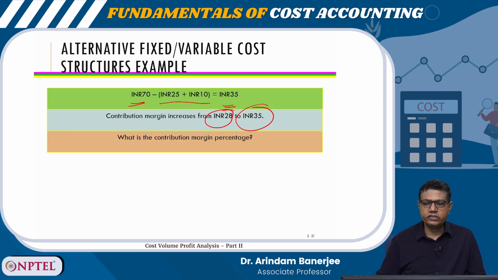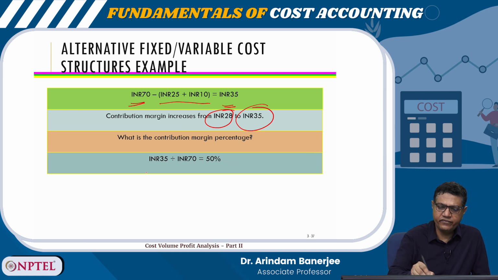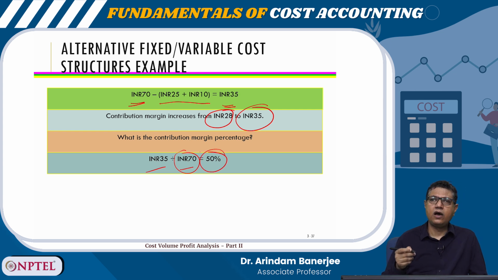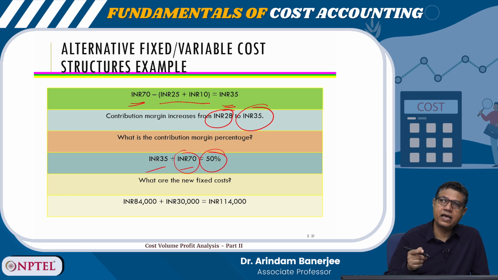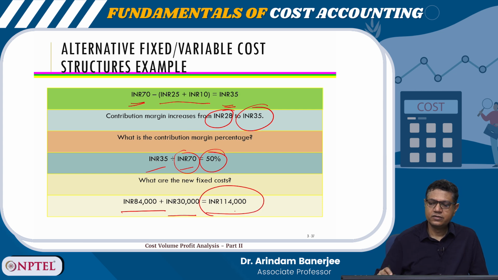What is the contribution margin percentage? 35 divided by 70, where 70 is the selling price, so 50%. Earlier it was 40%, so now it is increasing to 50%. What are the new fixed costs? At the same time, as the contribution margin is increasing, your fixed cost is also increasing. Your fixed cost was 84,000 earlier, now it is plus 30,000. So, your fixed cost is increasing.